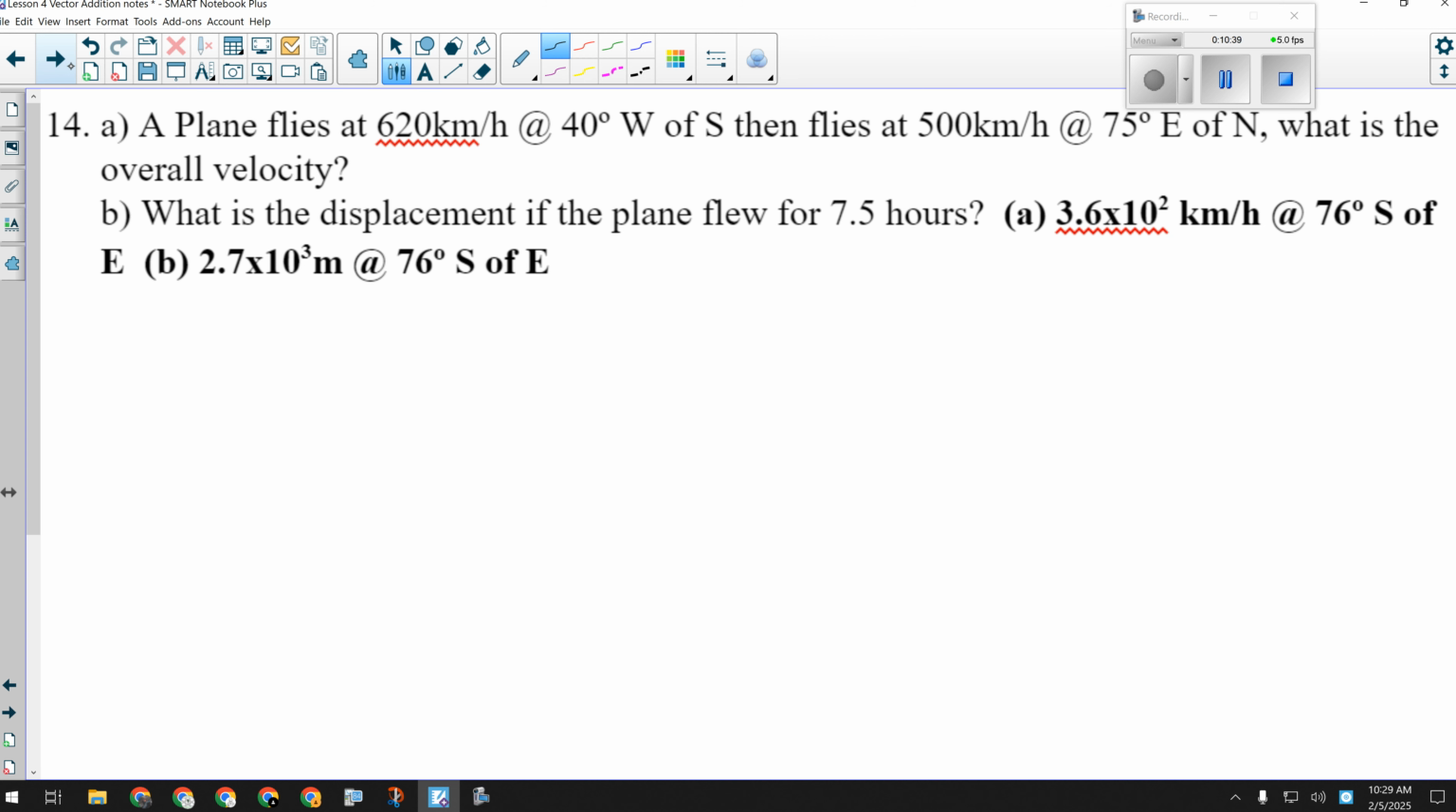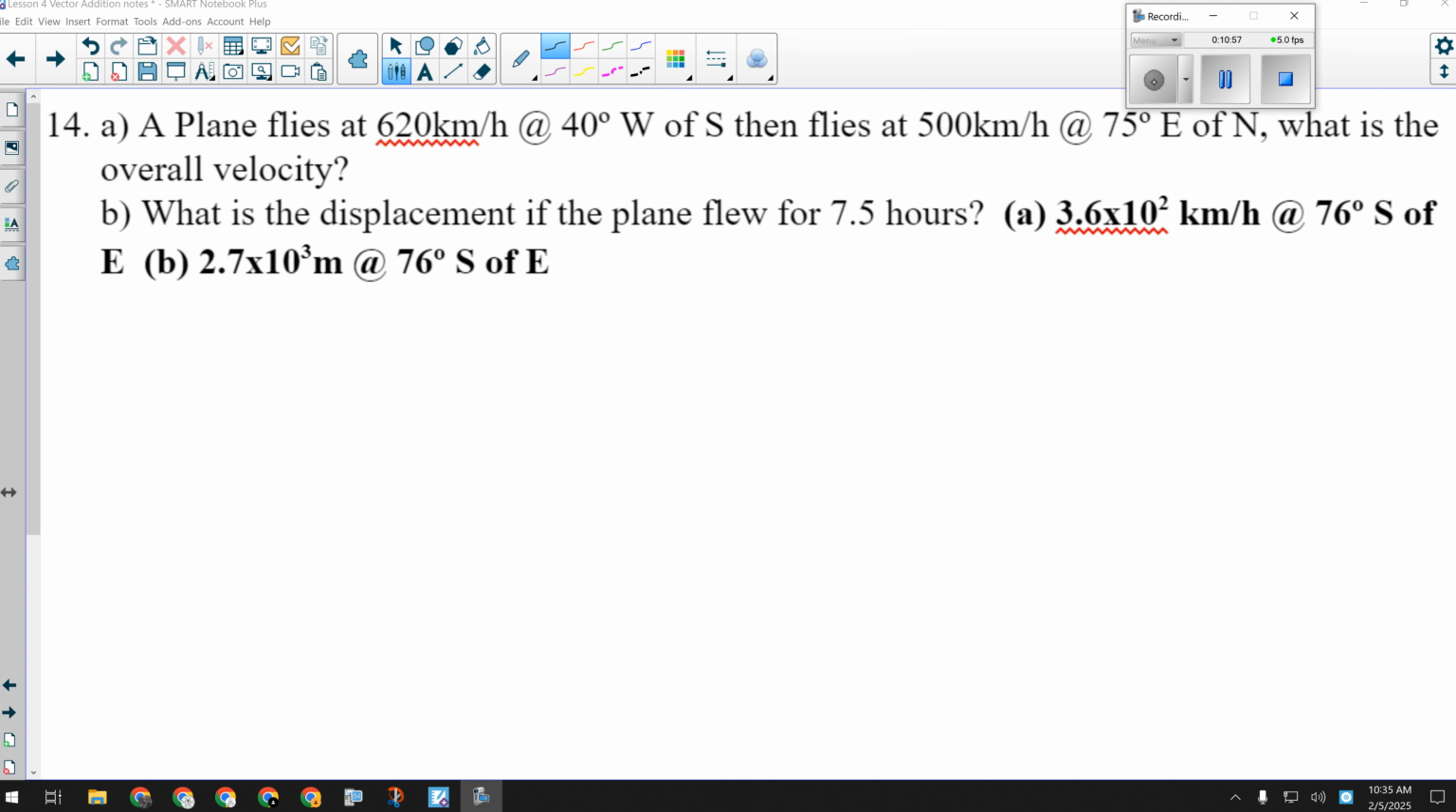All right, I would like you guys to try that one. See how we do there. Scale is going to be important on your diagram here. So you can compare your diagram here. Okay, we got 620 kilometers an hour, 40 degrees west of south.